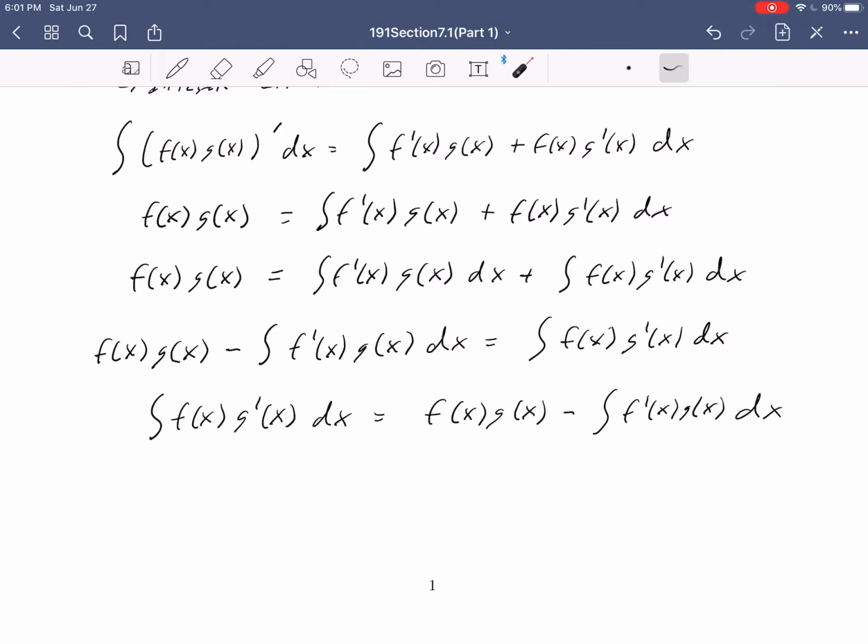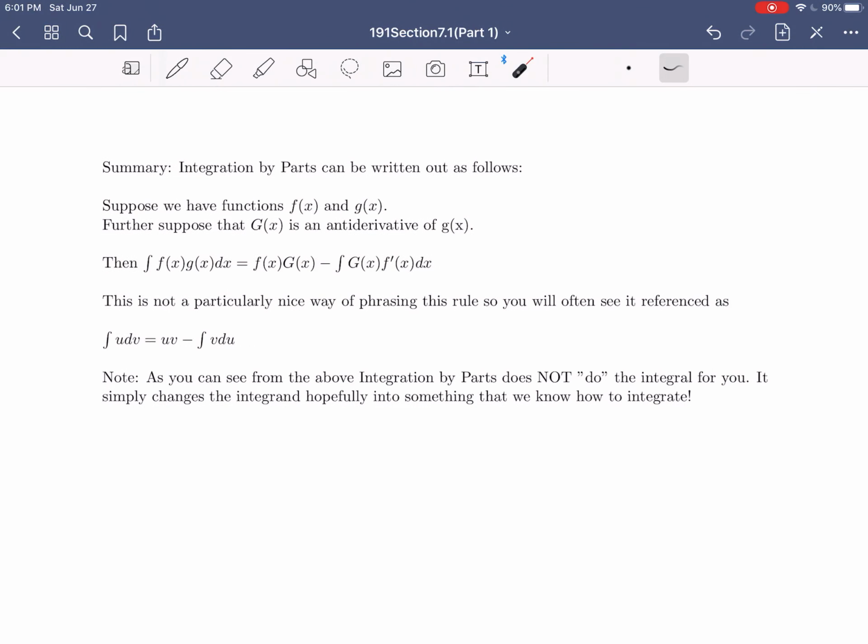So let's go ahead and summarize this, and explicitly we're going to rephrase it out of this function notation, because to be honest, this function notation is very messy, and there's a famous way to memorize this very easily. So the summary of integration by parts.